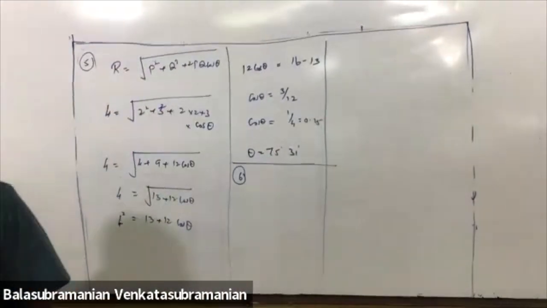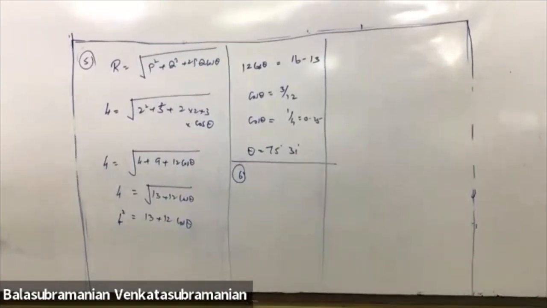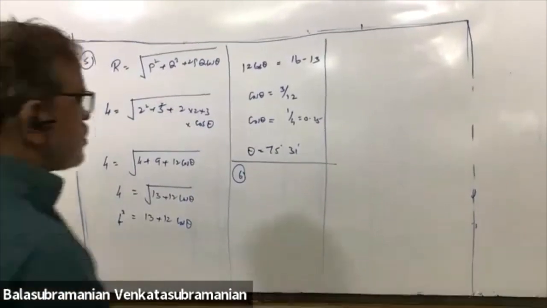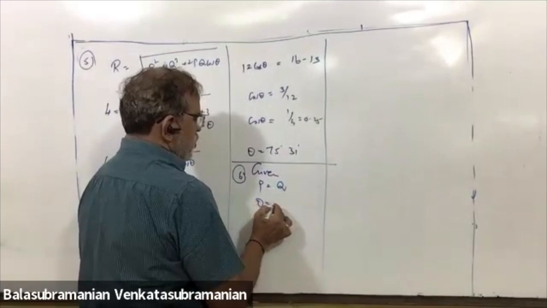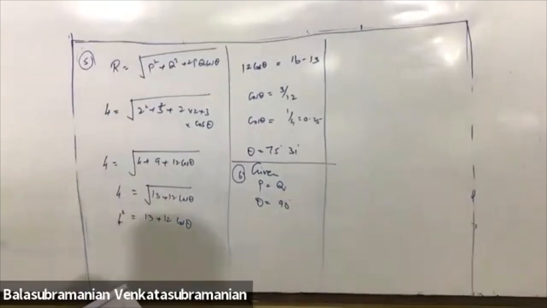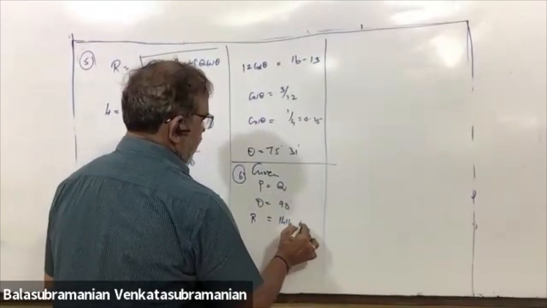Sixth problem. The resultant of two equal forces acting at right angles to each other is 14 dyne. Find the magnitude of each force. Two equal forces at right angles are given. P is equal to Q, theta is equal to 90 degree. Resultant R will be 14 dyne.